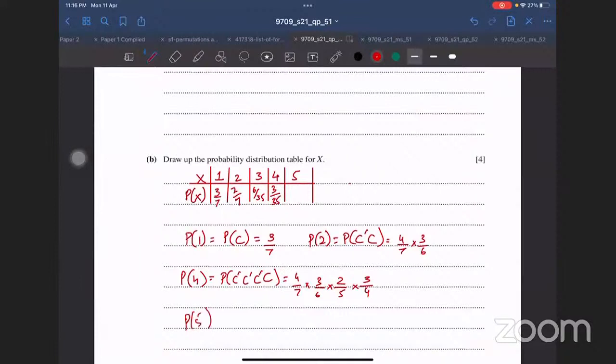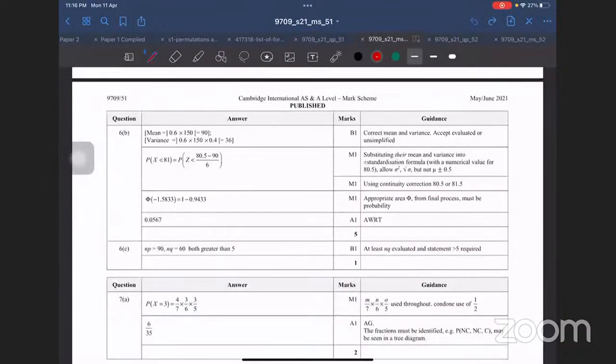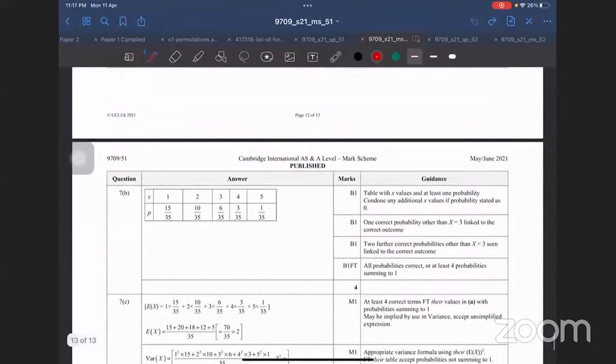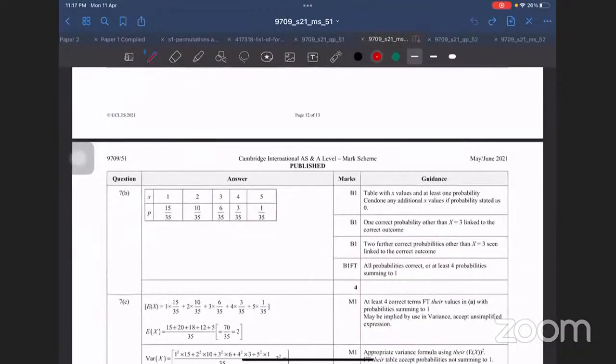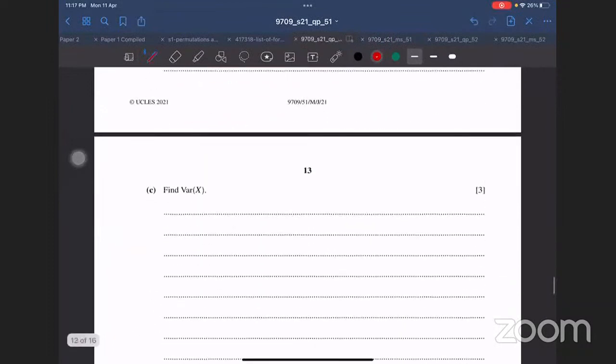For probability of 5, either you could subtract all of this from 1, or say this. It's 1 over 35. I think that's the correct answer. Let's check. Yes, all those probabilities are correct. Mine are reduced. That's fine.